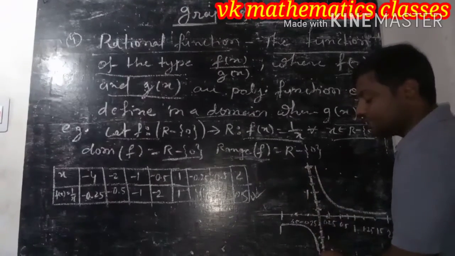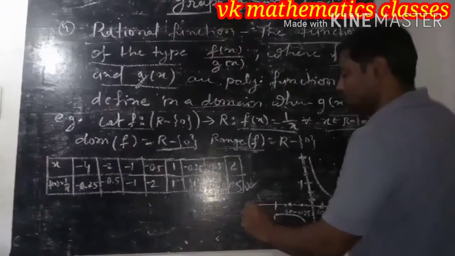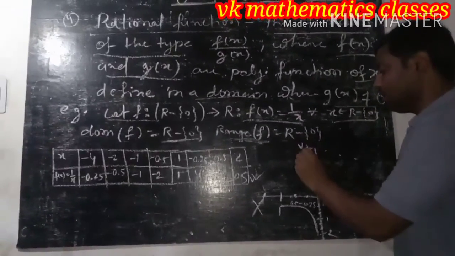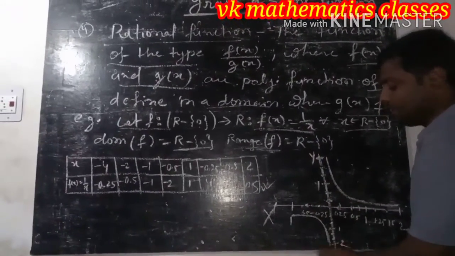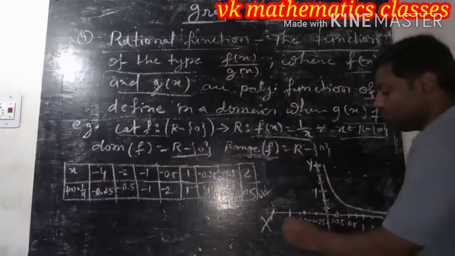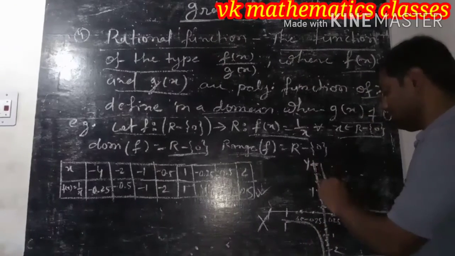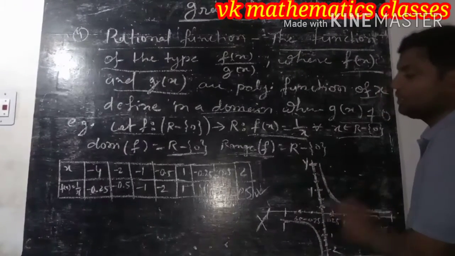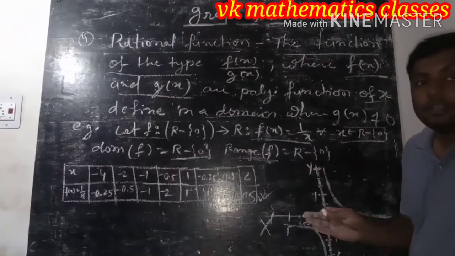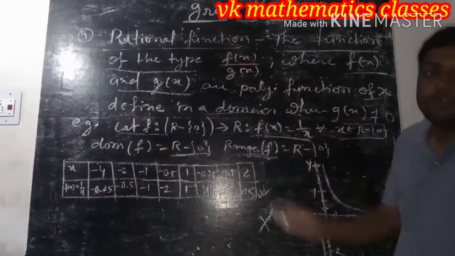Suppose this is the y-axis and this is the x-axis. Here x', this is x, and this is y, and this is y', and we plot these values on the graph. So we find the graph of this function is of this form. Next, we add other functions and draw a graph.